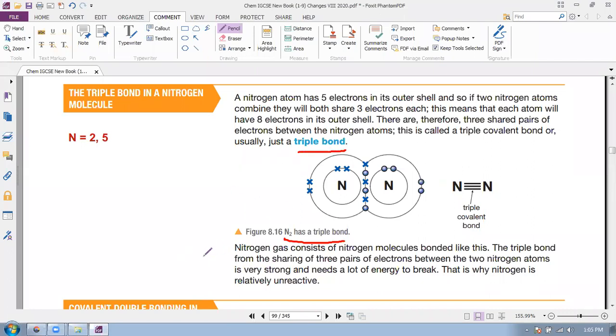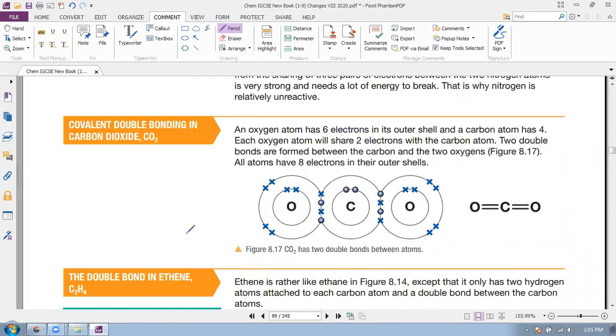Triple bond found in nitrogen. Double bond found in oxygen. Double bond also found in carbon dioxide. Look at this. It's a double bond. It's a double bond. Look at this. Double bonds.